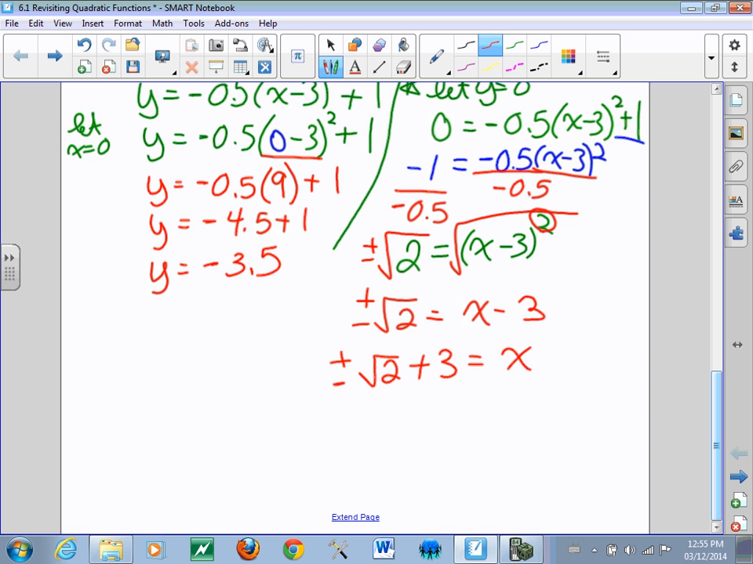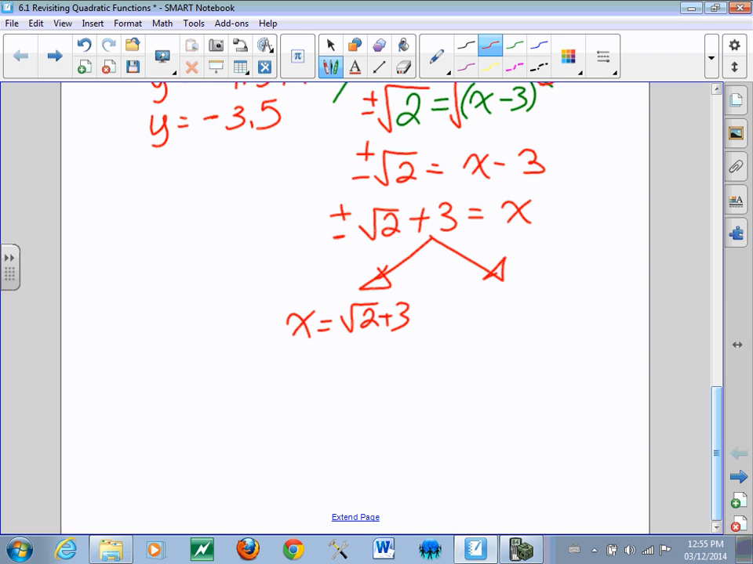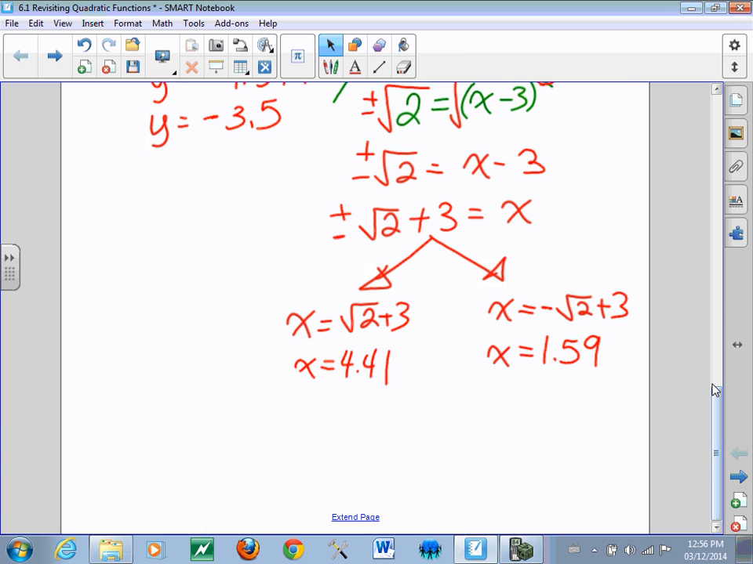And then, ladies and gentlemen, you break it into its 2 cases. Here we have x equals root 2 plus 3. You plug that in your calculator, folks, and that's going to give you one of the answers. And x equals negative root 2 plus 3. That'll give you the second answer. The first answer, if you're plugging in your calculator, you should get 4.41. And the second one should give you 1.59. All right, that's just another method of doing it if you didn't have a graphing calculator to access.